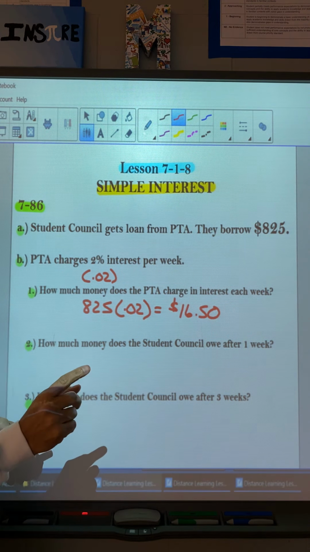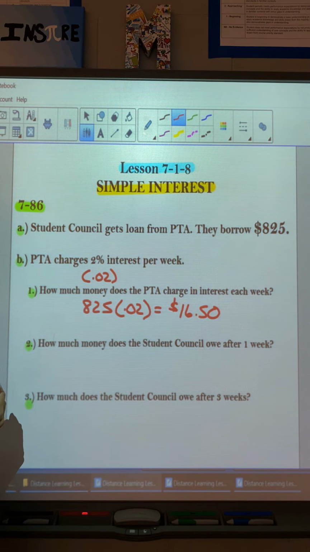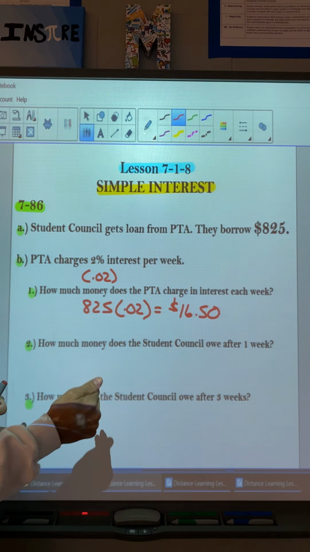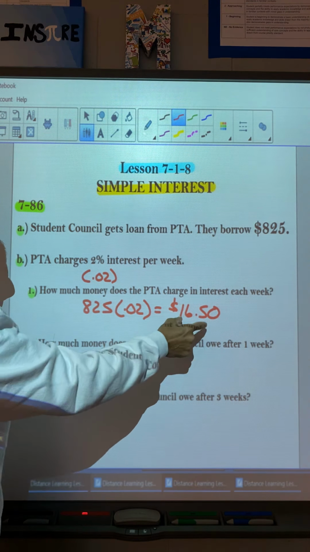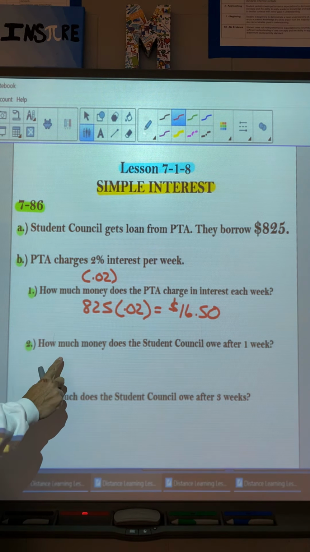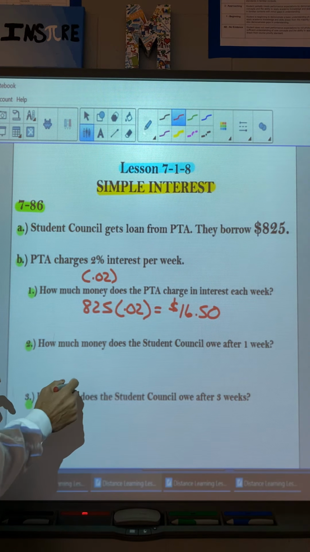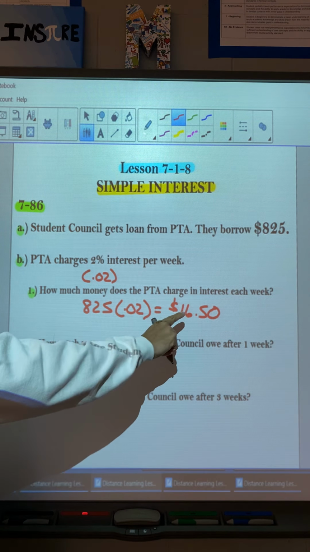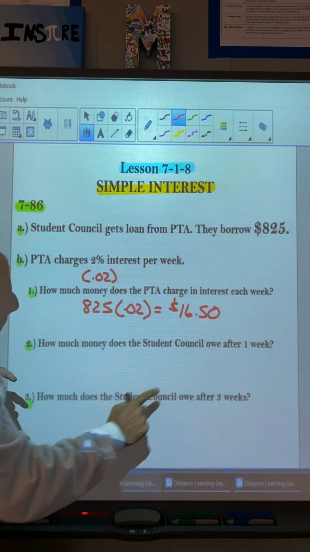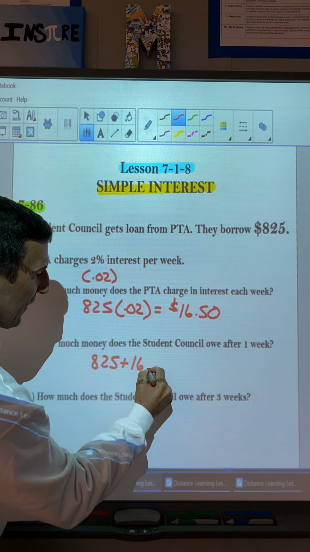So every week, you don't just pay back that $825 to the PTA. You're going to owe them $16.50 extra on top of the $825. That's how much extra each week as the loan goes out. Then it says, how much money does the student council owe after 1 week? If this is my interest, what do we owe after 1 week? If it's just the interest, it's $16.50. But if we put that together, we have our $825 plus the $16.50.